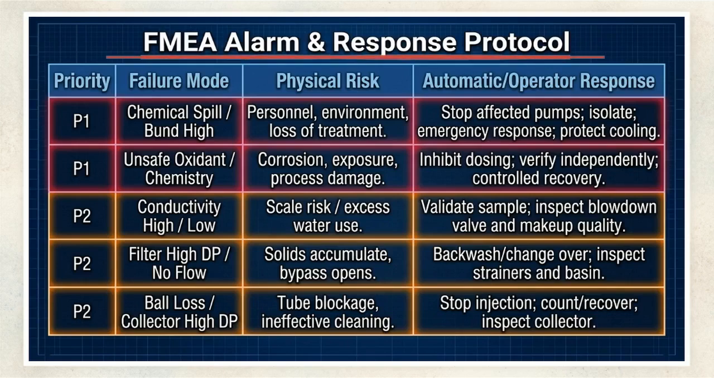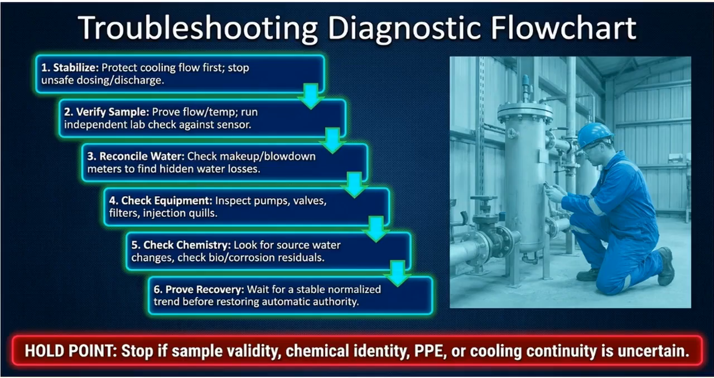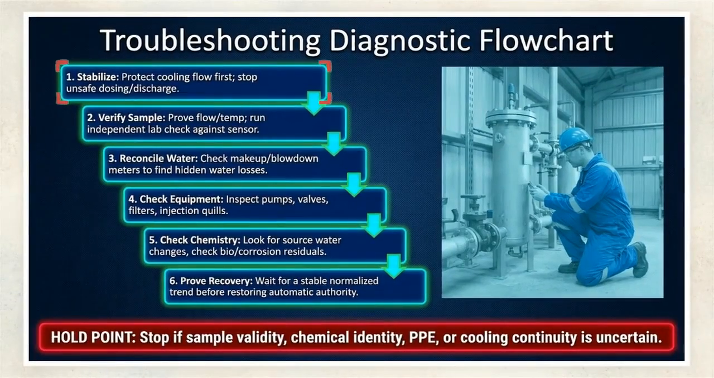A Priority 1 chemical spill demands immediate emergency response and pump isolation. Contrast that with a Priority 2 filter pressure warning, requiring a deliberate manual backwash investigation. When water chemistry falls out of the approved envelope, engineers execute this diagnostic flowchart to find the root cause. Step 1 is unbreakable. Protect the cooling flow first and stop unsafe dosing second. The data center's thermal load is always the priority.